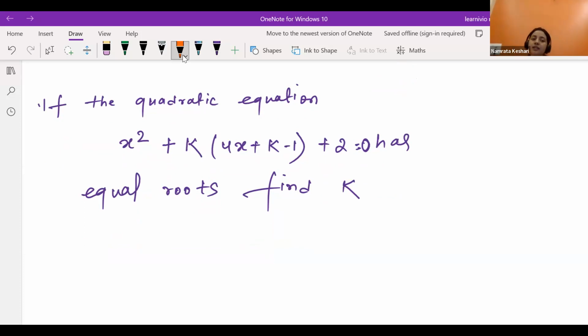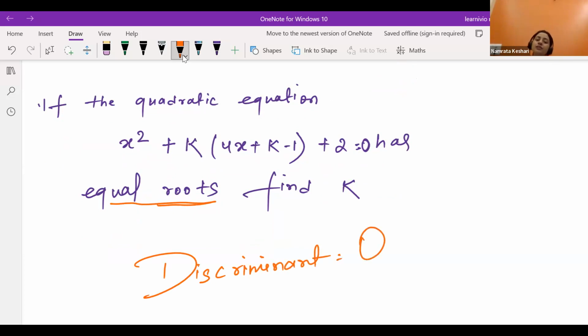We understand that equal root means discriminant is equal to 0. Formula for discriminant is b square minus 4ac, that must be equal to 0. Now, what is b? What is a? What is c? Who will say what is b? Okay, Alvina, you only. Since you have done and they are not responding, maybe they have not done. So, can you tell me what is b? What is a? What is c?